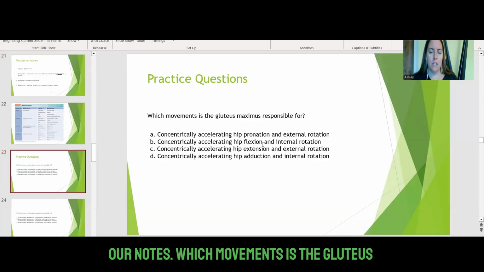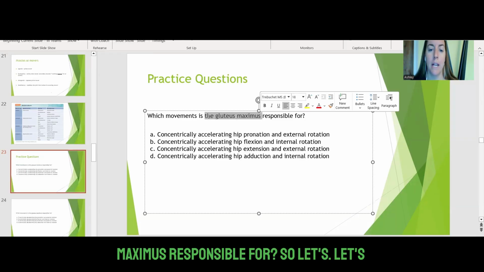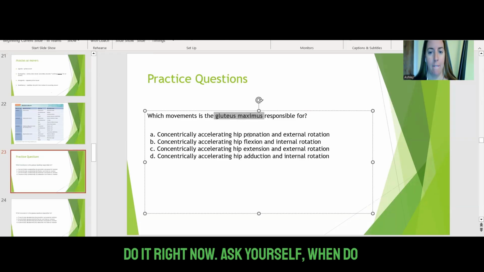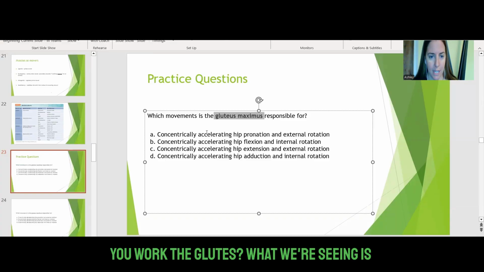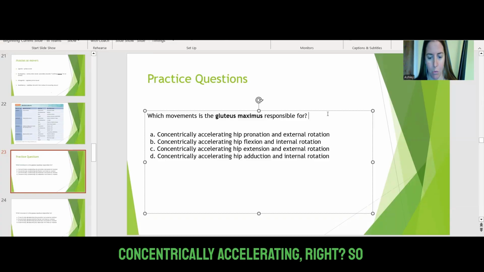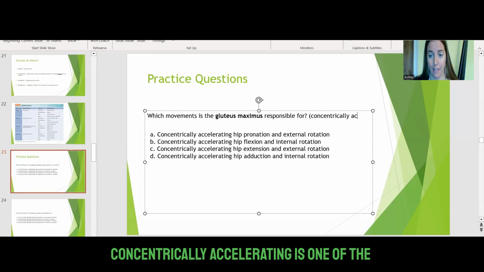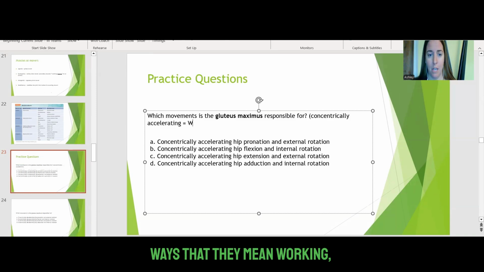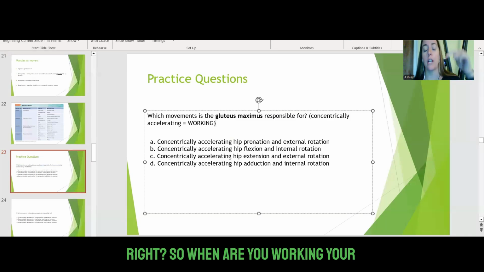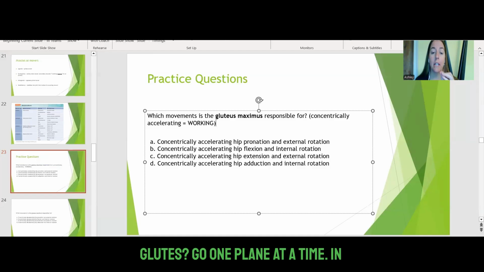Which movements is the gluteus maximus responsible for? So let's do it right now. Ask yourself, when do you work the glutes? What we're seeing is concentrically accelerating, right? So what we want to remember is concentrically accelerating is one of the ways that they mean working, right? So when are you working your glutes? Go one plane at a time.